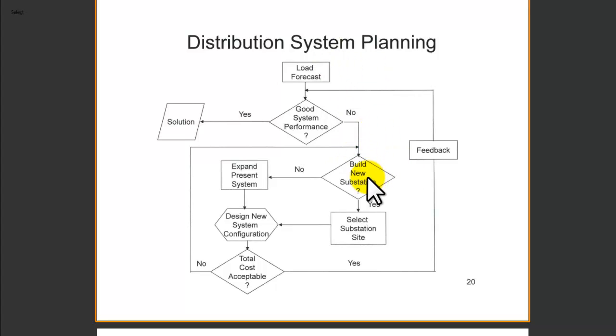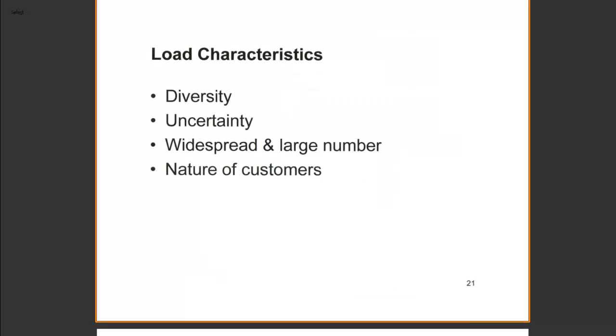So that is the language I just mentioned: whether or not they want to build a new substation or expand the present network, which means they are going to add a new feeder from an existing power substation. This is an iterative evaluation, maybe monthly or even annually, to see the best way to optimally operate the distribution feeder. Soon enough we're going to touch on the load characteristics chapter, which will be chapter 2 of the textbook.